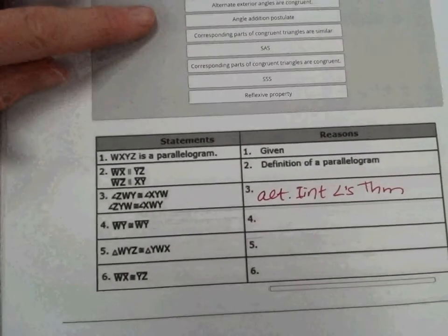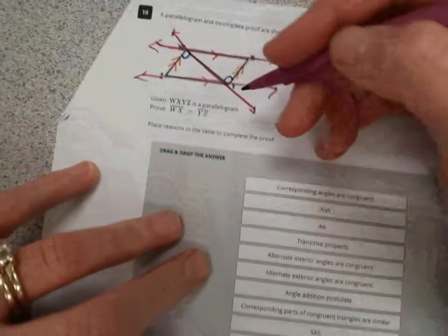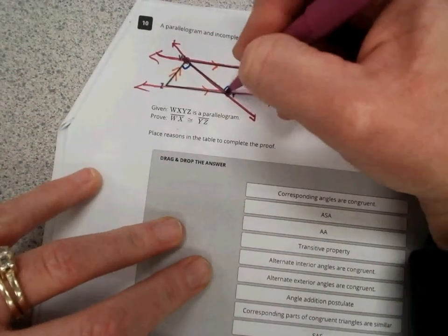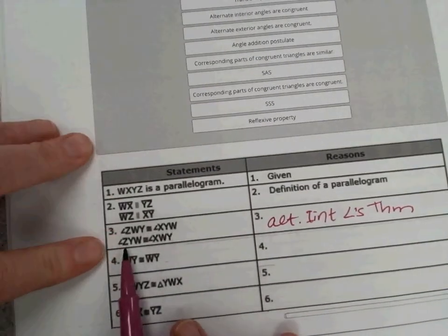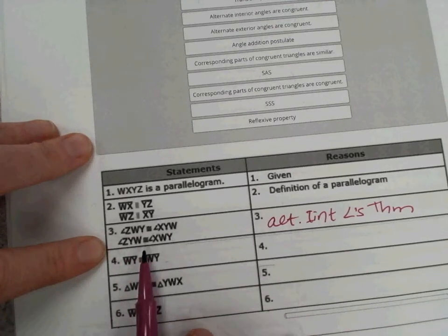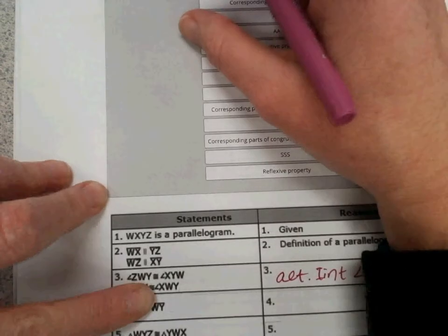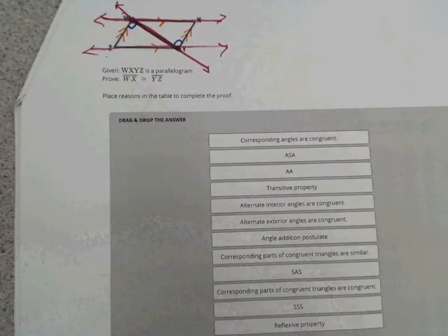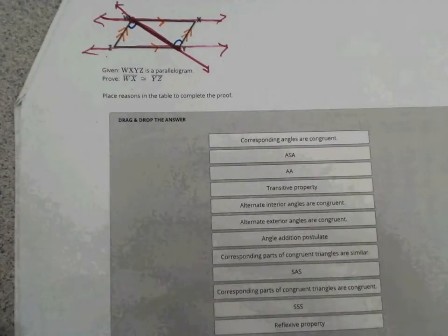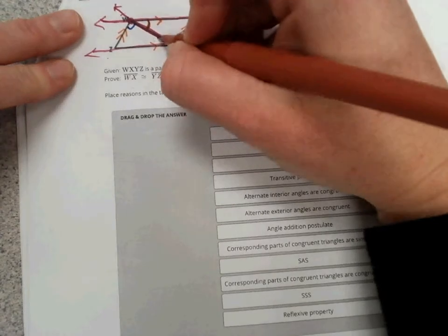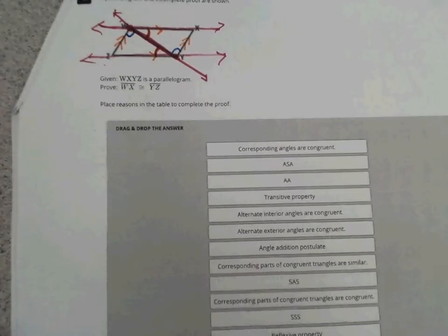Now that one is an easy one. That's the reflexive property. WY, so that's this segment right here, is congruent to itself, right? Oh, we didn't take a closer look. ZYW and XWY are also congruent to one another. This will be important in the next step to make sure we marked all these pieces. Same thing, alternate interior angle theorem.